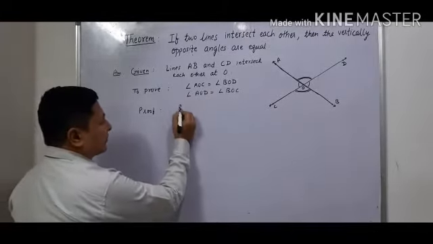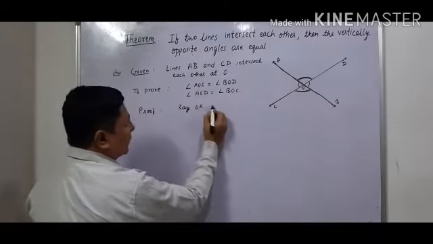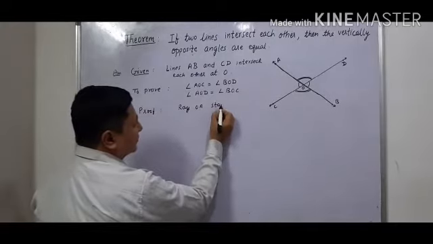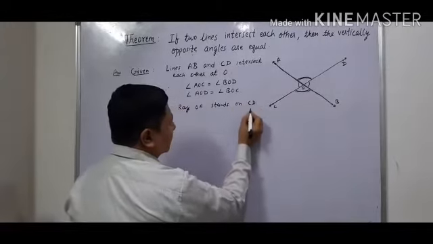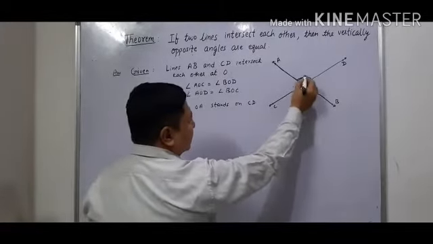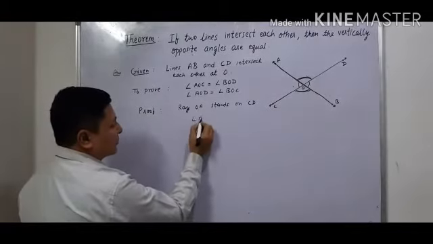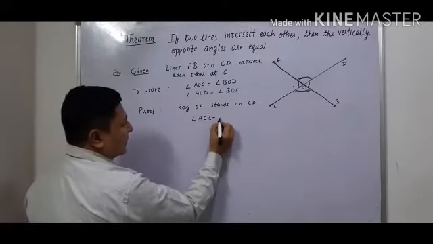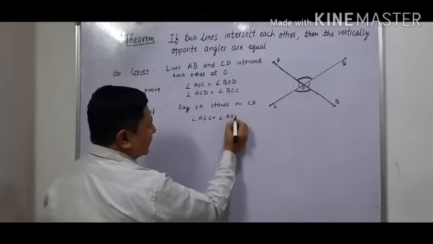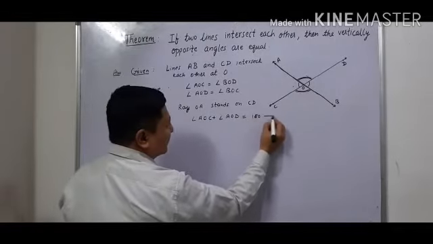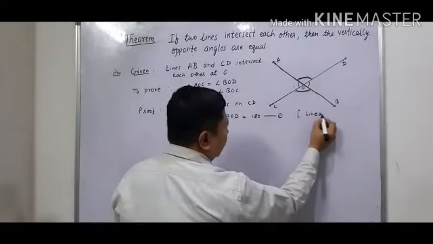Now I am talking about this ray OA. Ray OA stands on CD. So these two angles are a linear pair, so their sum will be equal to 180 degrees. So angle AOC plus angle AOD is equal to 180 degrees. We'll mark it as equation number 1, and this is due to the linear pair.